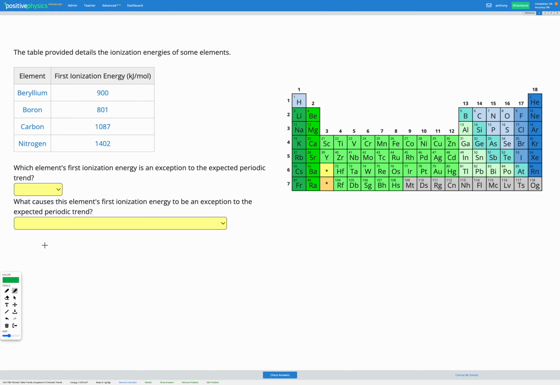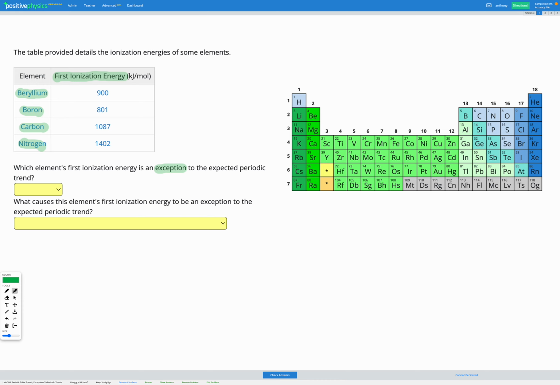In this question, we've got 4 elements: beryllium, boron, carbon, and nitrogen, and we're provided with the values for their first ionization energy in this table.